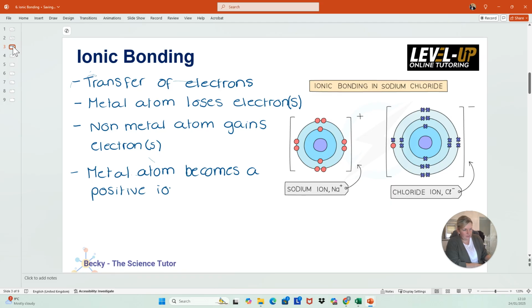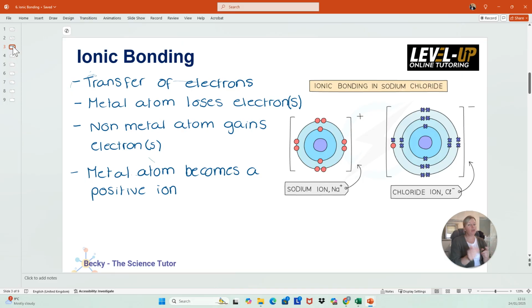And we need to be careful with those terms. Before that electron has moved, we refer to it as an atom, because atoms have no overall charge. They have the same number of protons and electrons. When that electron is transferred, it now means that that sodium has more protons than electrons, because one has moved across, and so we get an overall positive charge.